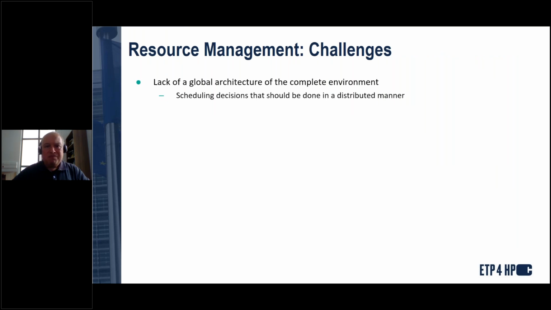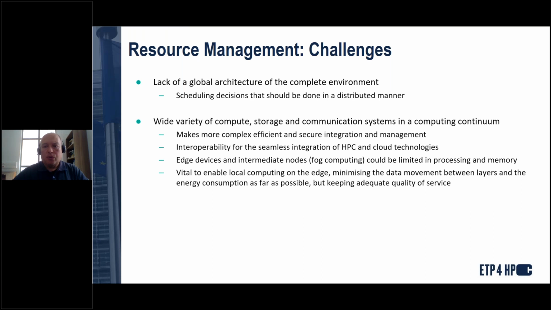Particularly for resource management, I would say that one important aspect is that we don't have one global architecture for the entire environment that would combine the various types of processing that I mentioned before. Schedulers might be distributed, and scheduling decisions might involve some form of coordination. And there is also the concern of having a wide variety of resources: compute, storage, and communication. Integration of these resources is really what we are after at a good level of efficiency.